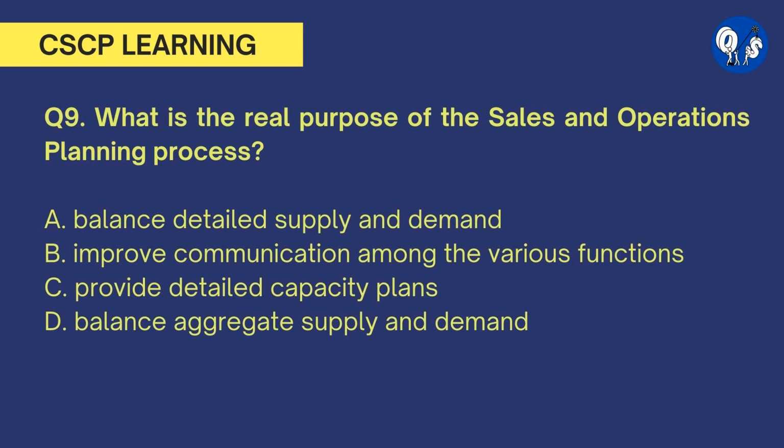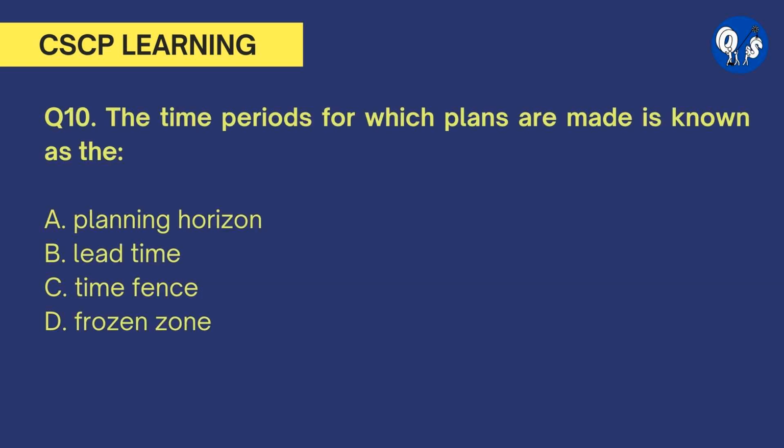Question number 9. What is the real purpose of the sales and operations planning process? A. Balance detailed supply and demand. B. Improve communication among the various functions. C. Provide detailed capacity plans. D. Balance aggregate supply and demand. The correct answer is D. Ultimately, the purpose of sales and operations planning is to understand the demand and ensure there is enough supply to meet the demand.